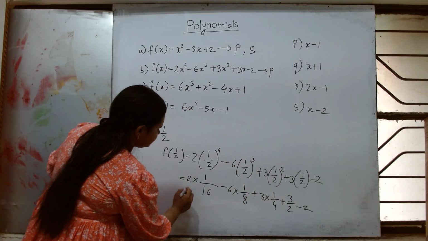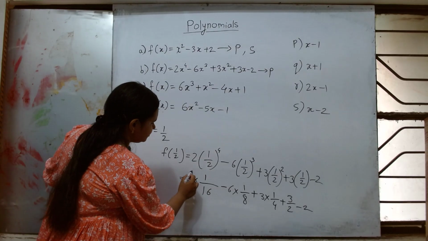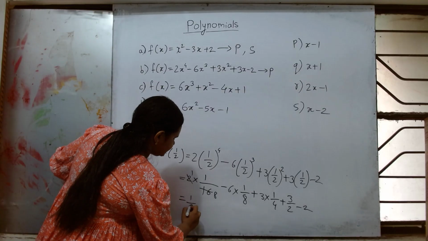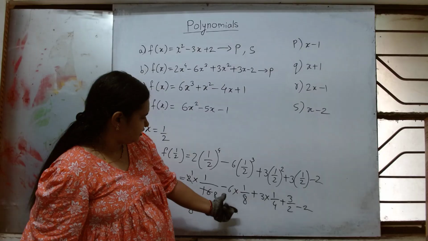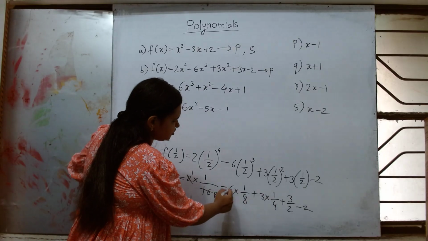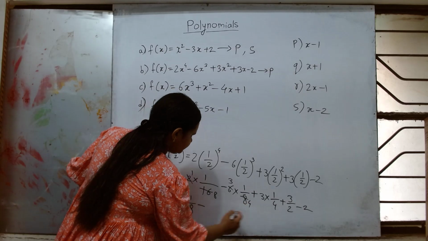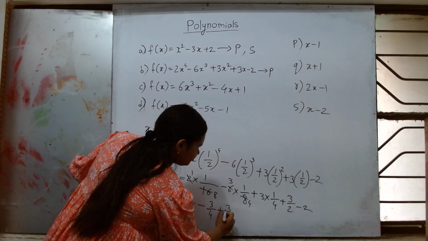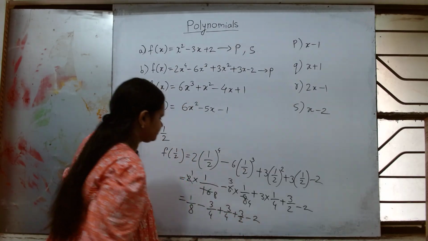So if we divide numerator and denominator by 2, 2 1s are 2 and 2 8s are 16. It will be 1 by 8 minus. If we divide both numerator and denominator by 2, it will be 3 by 4, minus 3 by 4 plus 3 by 4 plus 3 by 2 minus 2.